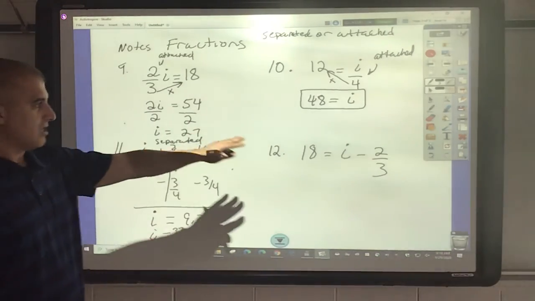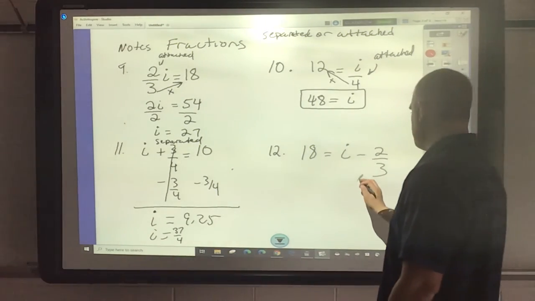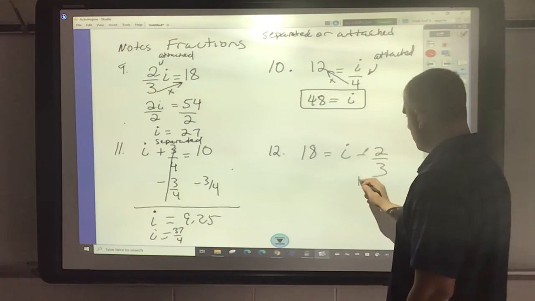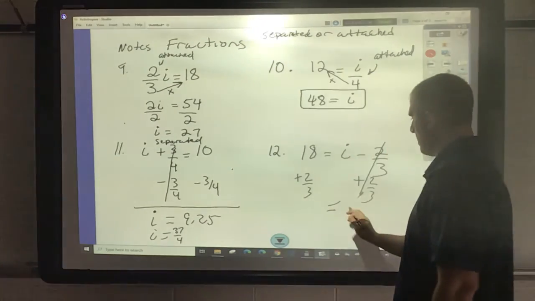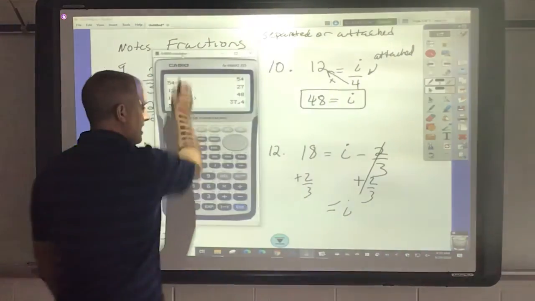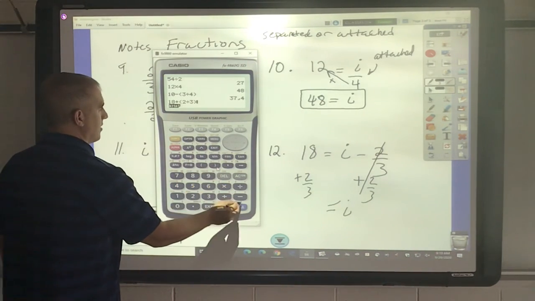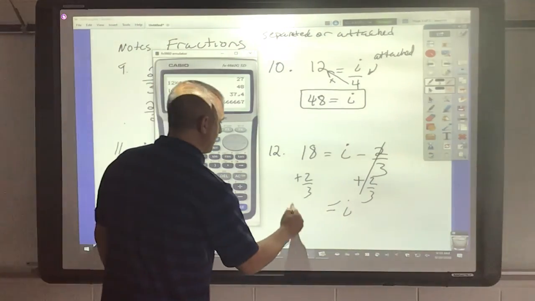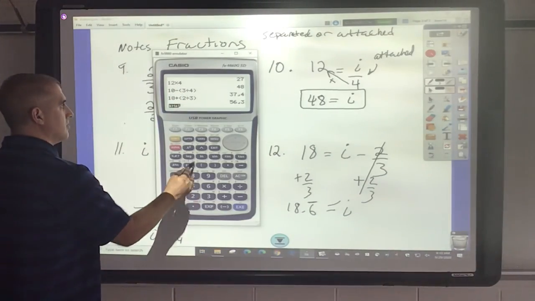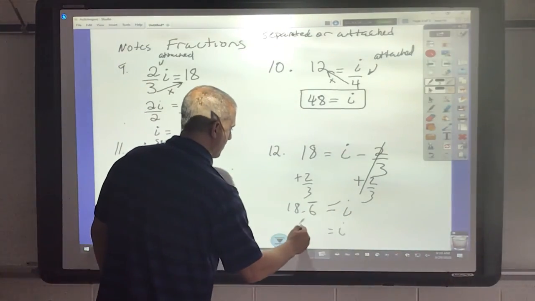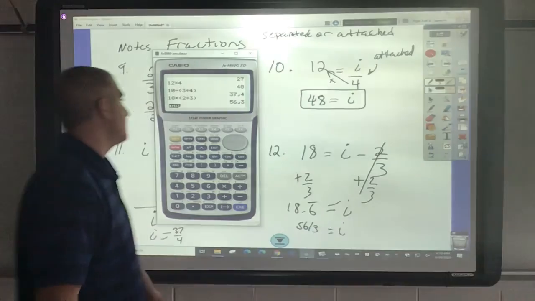So the question is of this one, this minus 2/3. Is this separated or is this attached? In this case, this is separated. So what I would do is add 2/3 on both sides, so that goes away. I got I equals 18 plus parentheses around 2 divided by 3. That's 18.6 repeating. You may put a little bar above it like that. If you wanted to do a fraction, you hit that, and that's 56/3.